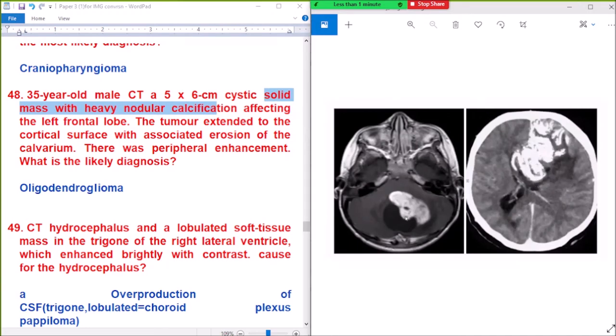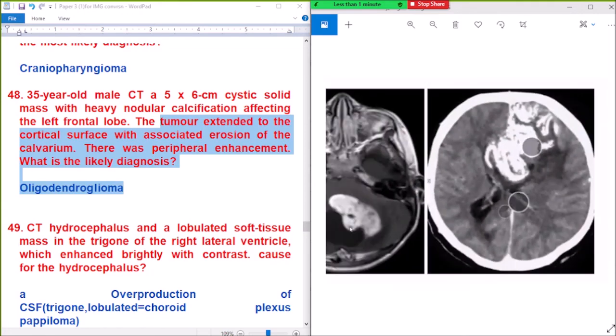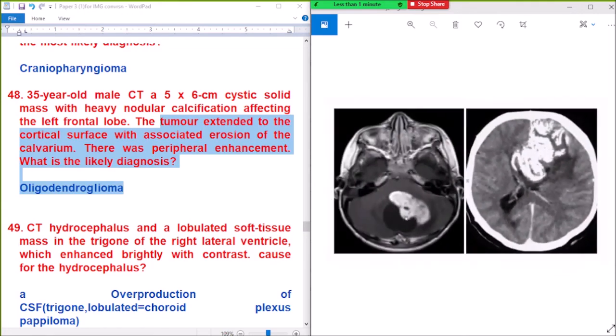Question 48. 35-year-old man with CT scan showing a 5 to 6 cm cystic solid mass with heavy nodular calcification. Tumor extended to the cortical surface with associated erosion of the calvarium. Diagnosis: oligodendroglioma. A very large cystic solid mass with heavy nodular calcification is oligodendroglioma. This is pilocytic astrocytoma, enhancing mural nodule.